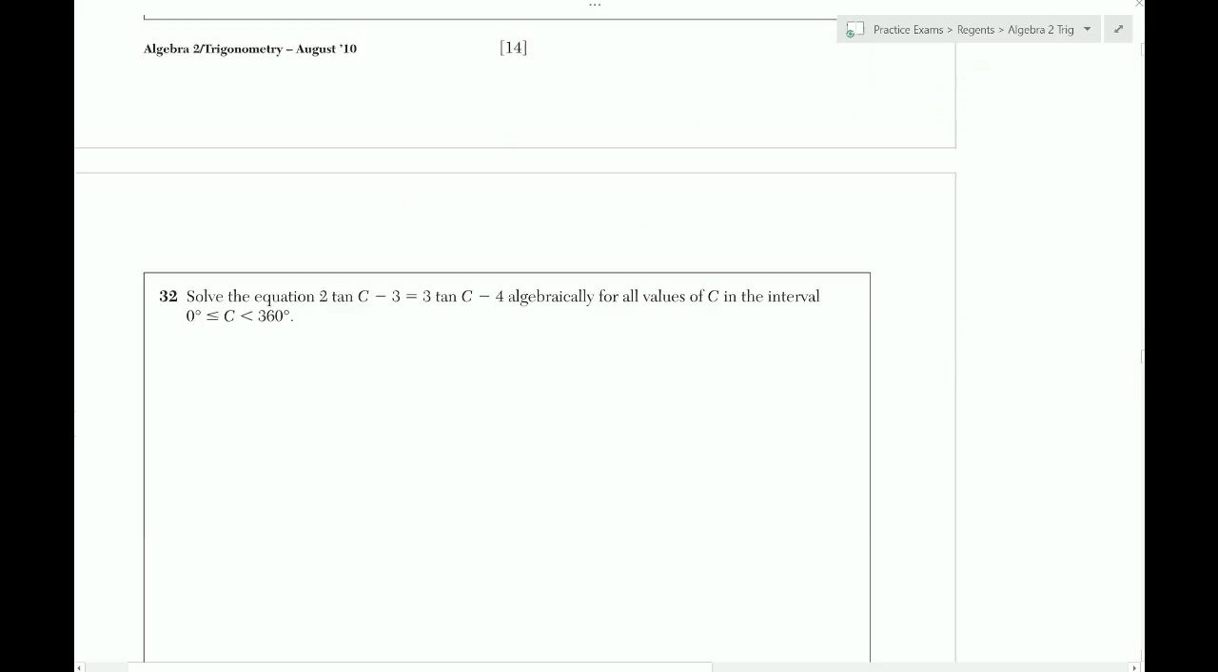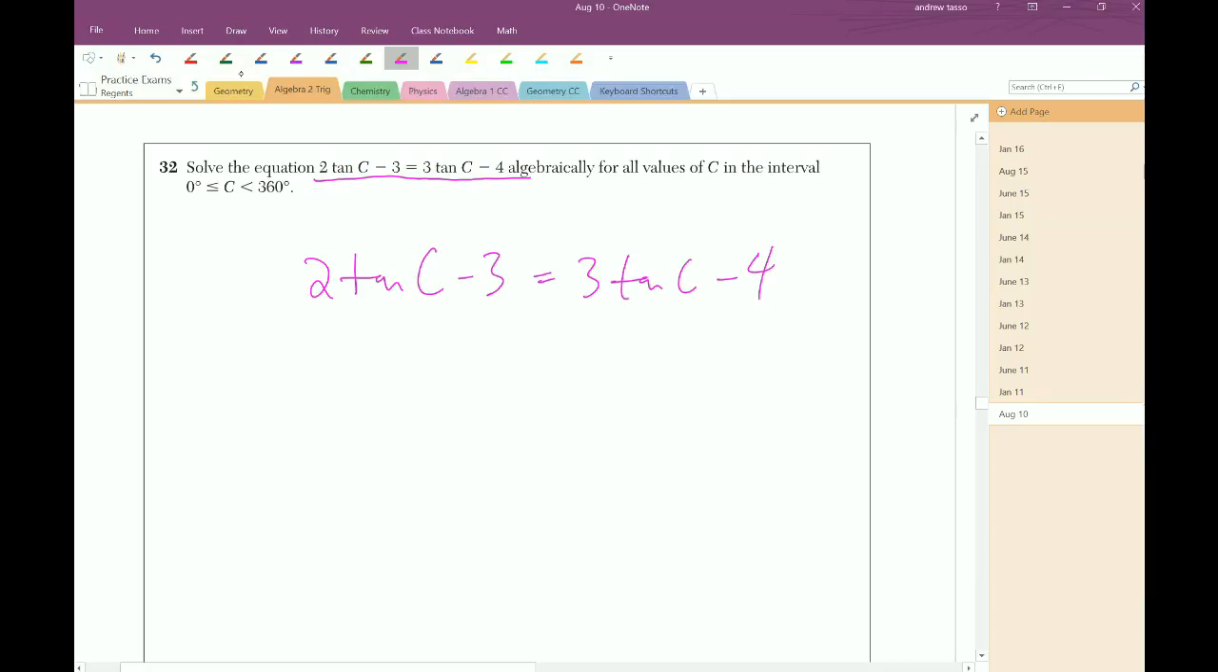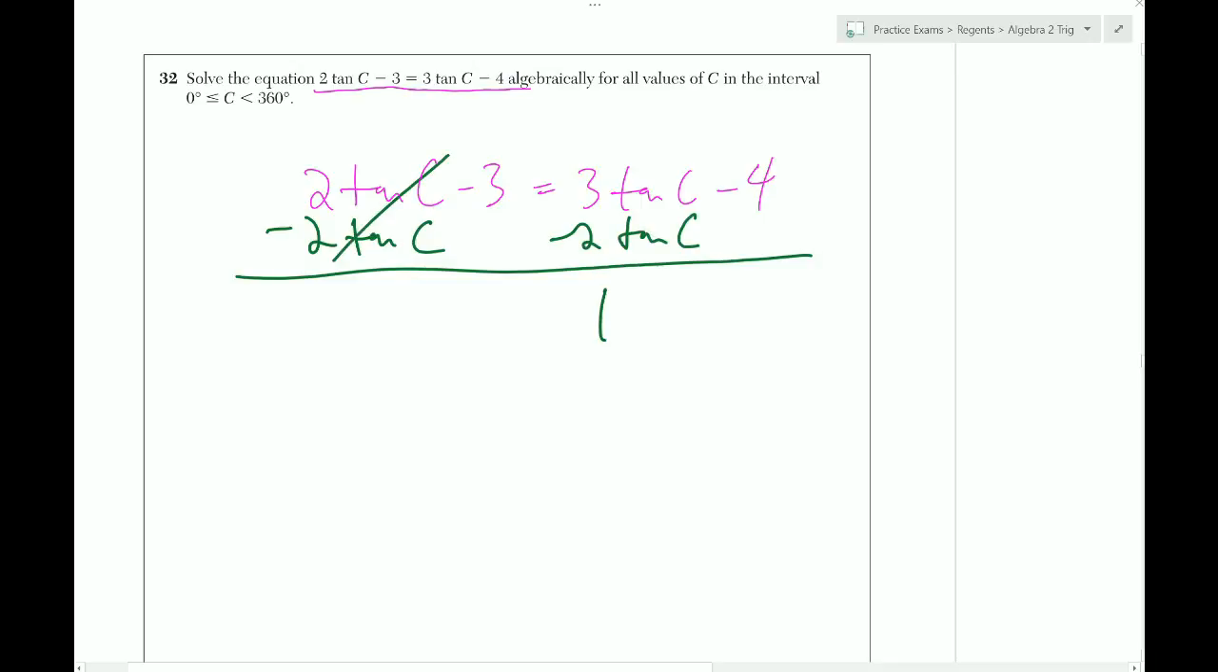Next question. Solve the equation 2 tan c minus 3 equals 3 tan c minus 4. Okay. So 2 tan c minus 3 equals 3 tan c minus 4. So both of these values have tangent c, so they're like terms, right? So I can combine those like terms by subtracting over the 2 tan c, like this. Cancels away. 3 minus 2 is 1, so we just get tan c here. Now we add 4, we get 1 here.